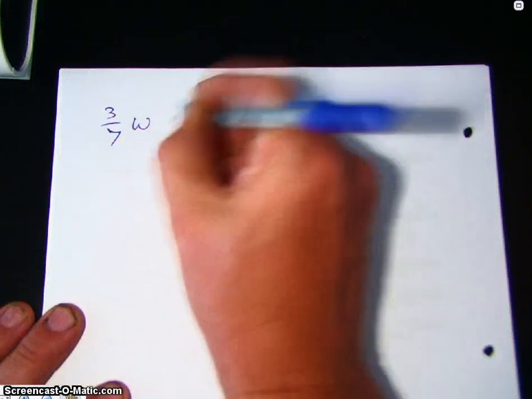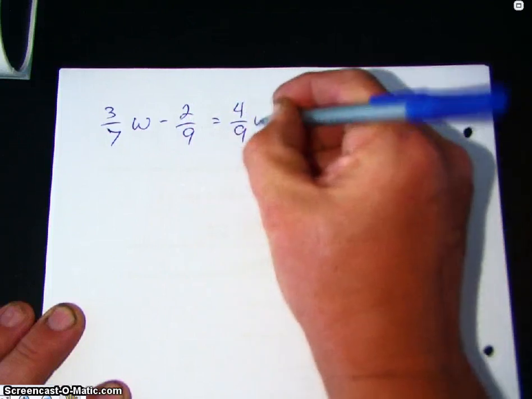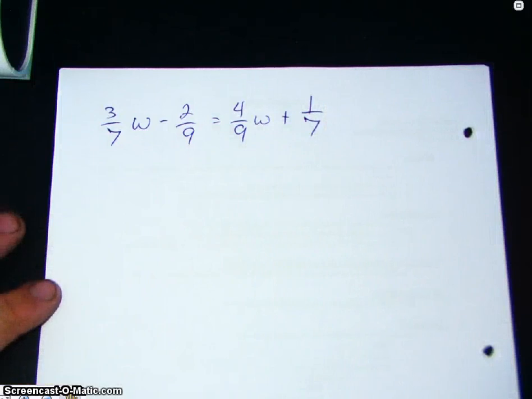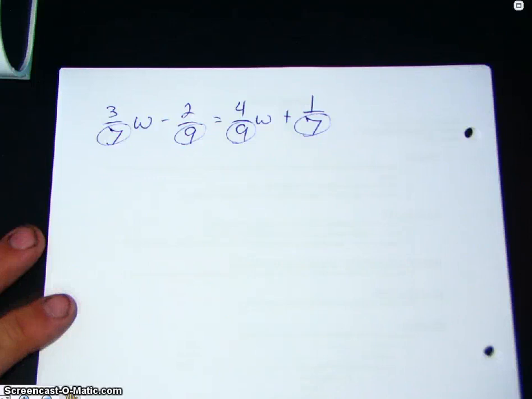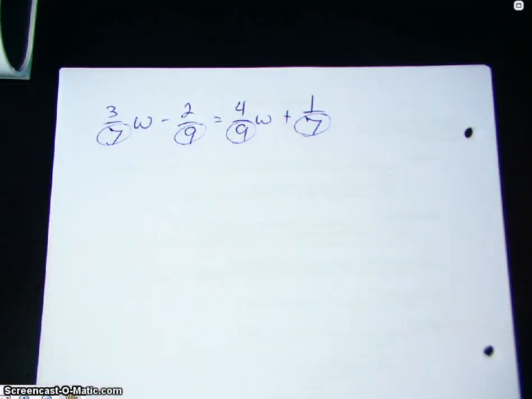3/7 w minus 2/9 equals 4/9 w plus 1/7. Looking at the denominators of all my fractions, there are two numbers that appear, 9 and 7. So we've got to find a number that 9 and 7 both divide into. Another brain fart. It's only Wednesday. What number is divisible by 9 and 7 evenly? This one you may have to think about.